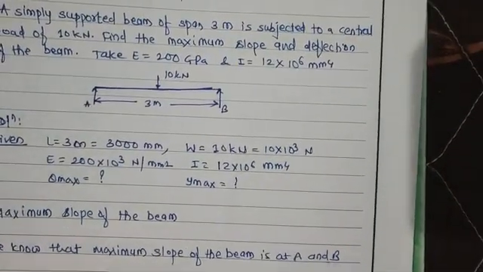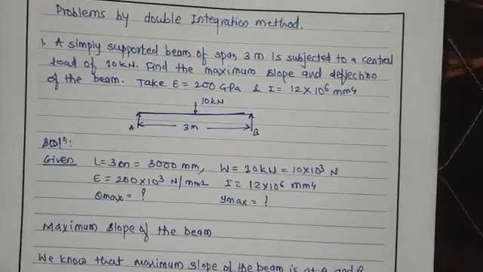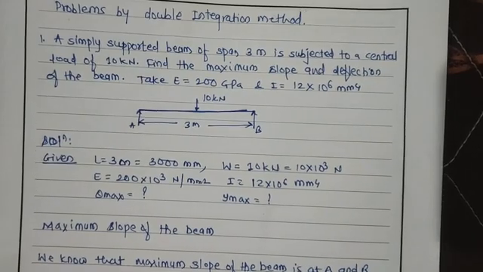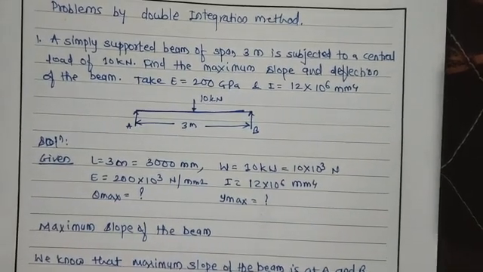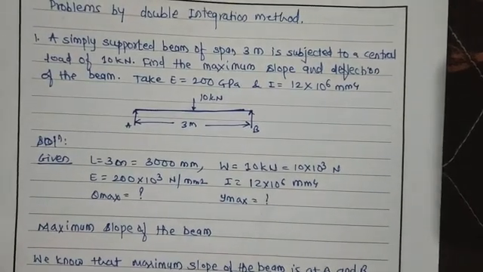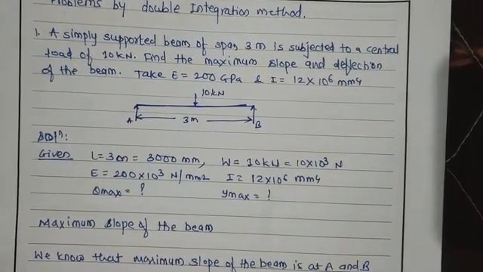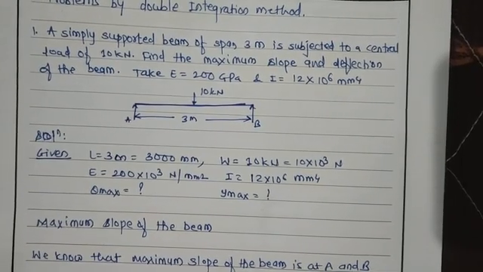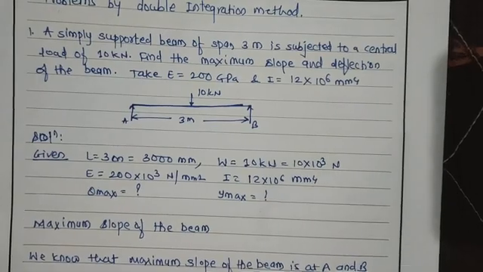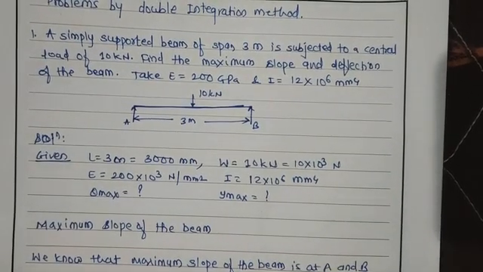This is unit number 5, the problems by double integration method. See here, a simple problem. A simply supported beam of span 3 meter is subjected to a central load of 10 kilonewton. Find the maximum slope and deflection of the beam. Take E equal to 200 gigapascal and I equal to 12 into 10 raised to 6 mm raised to 4. A simple problem.